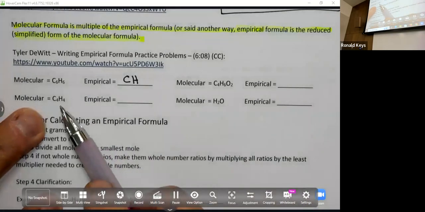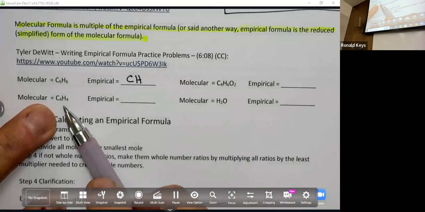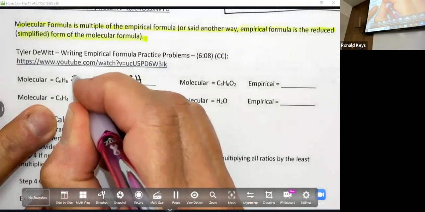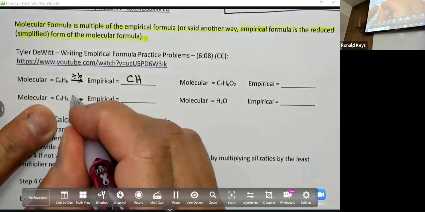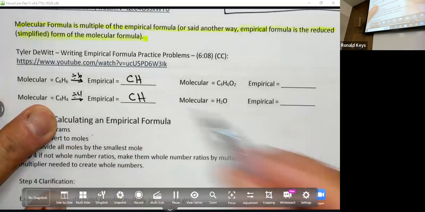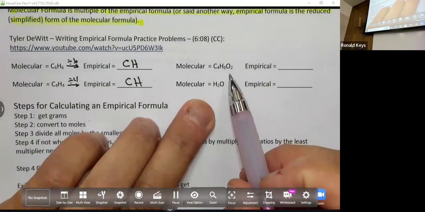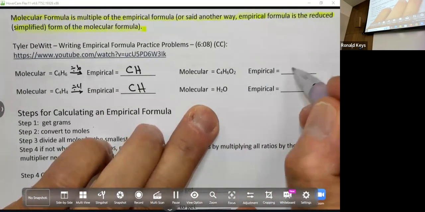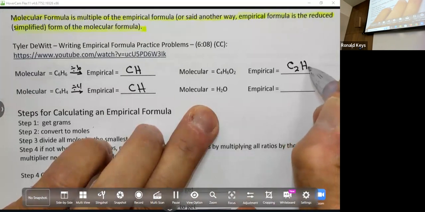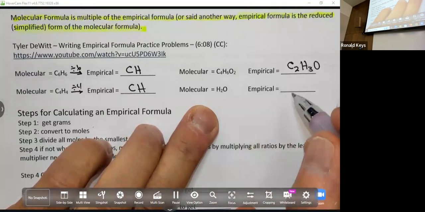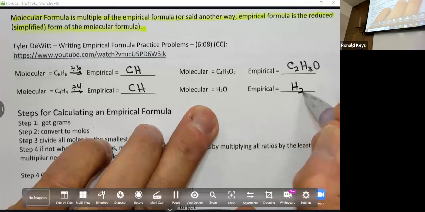Now, what's my empirical formula for C4H4? Same thing, right? I'm just going to divide here. I'm dividing by 6, I'm dividing by 4, so I get CH. And over here, what can I divide by? I can divide by 2, and I would get C2H3O1. And over here, I can't do anything, it would be the same.